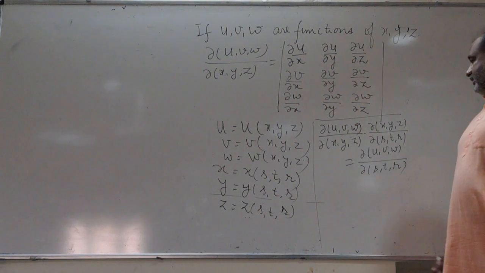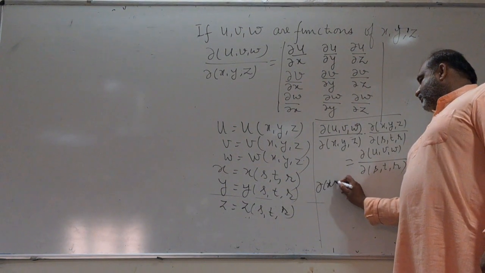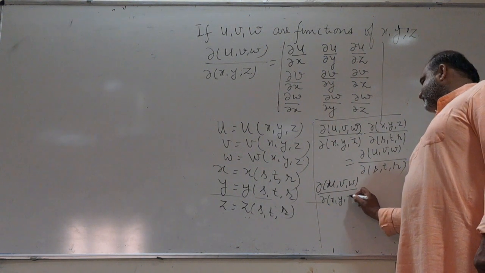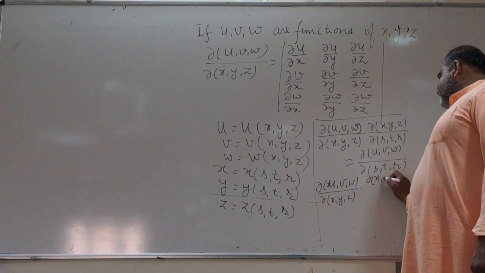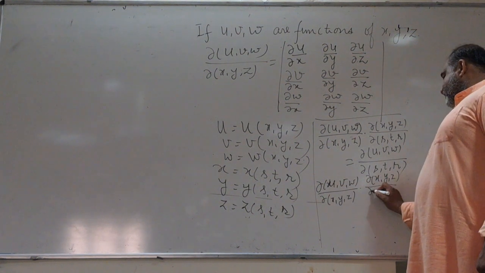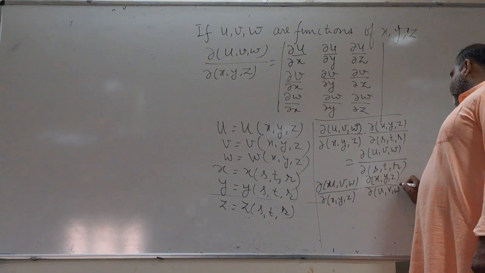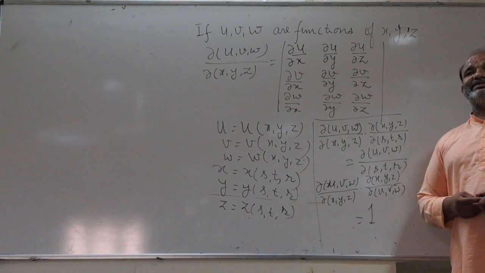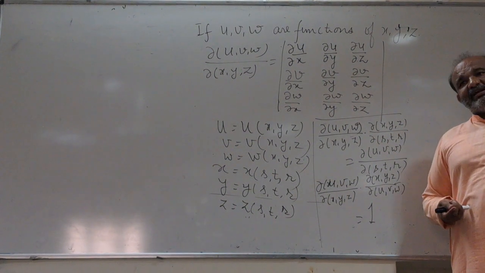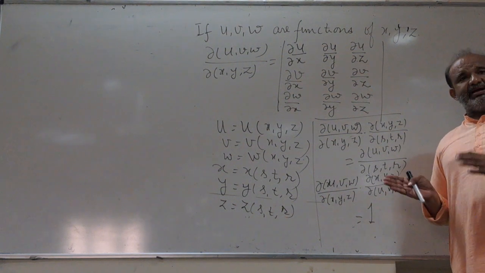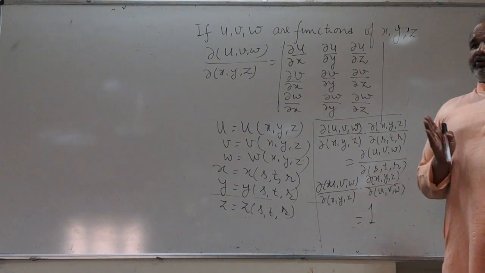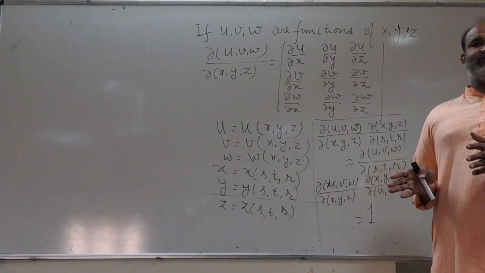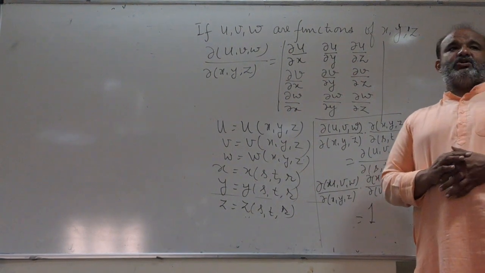Similarly, Jacobian of u, v, w with respect to x, y, z multiplied by Jacobian of x, y, z with respect to u, v, w will be equal to 1. So the results can be extended to 3 functions and 3 variables, and similar definitions and results can be extended to 4 functions and 4 independent variables, 5 functions and 5 independent variables, and so on. Is it clear? So this is the notion of Jacobian.